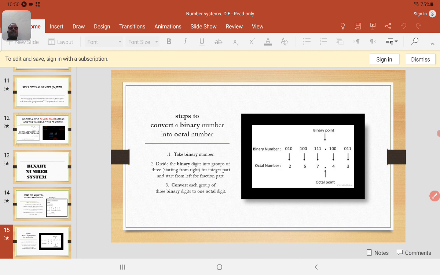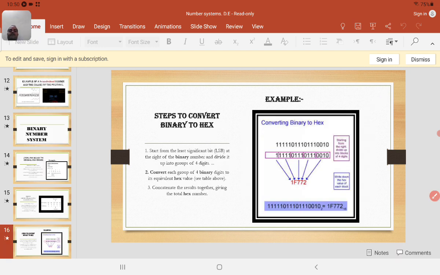We know that 111 represents 7, 100 represents 4, and 010 is 2. So directly, at last, we write this as the equivalent octal number for the given binary number.